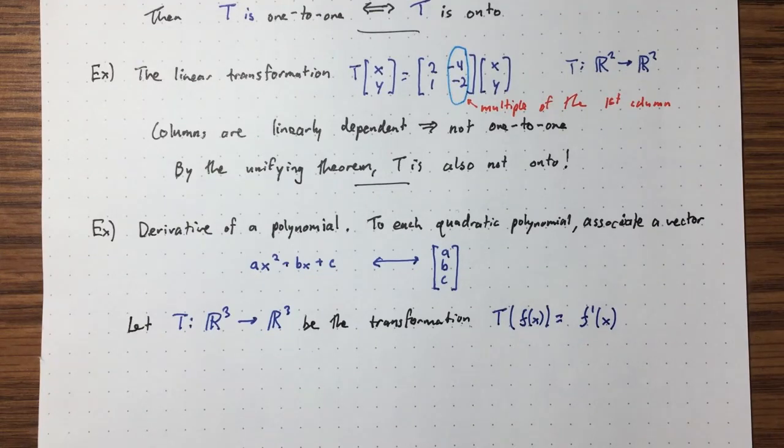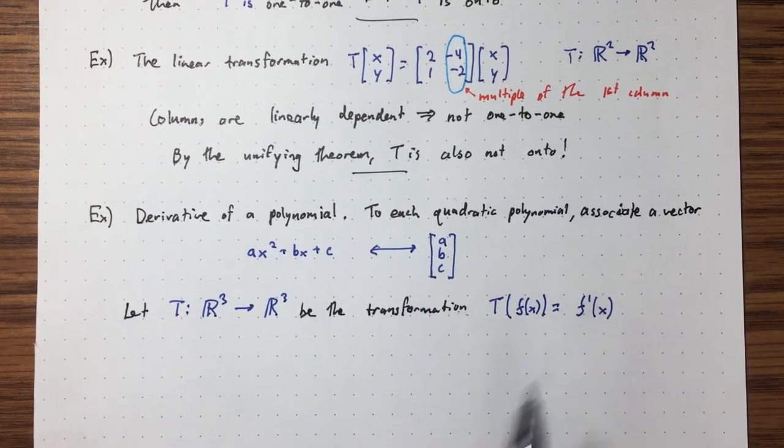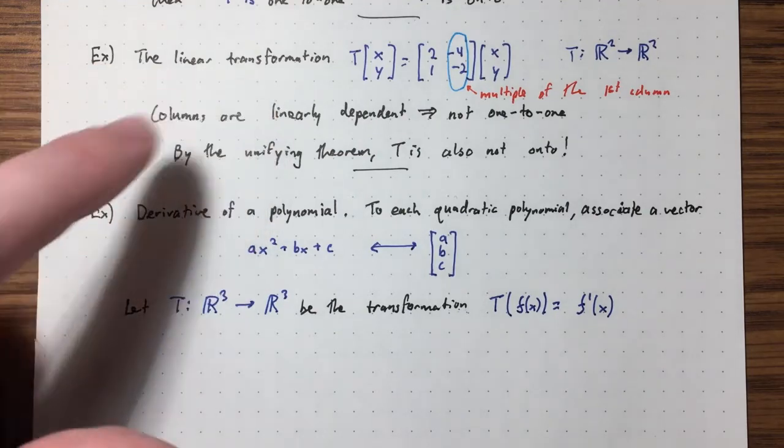Well, wait a second, how is this linear? Well, it's linear in the same way that differentiation is a linear operator, meaning the derivative of a sum is the sum of the derivatives. That was actually our first property of a linear transformation.